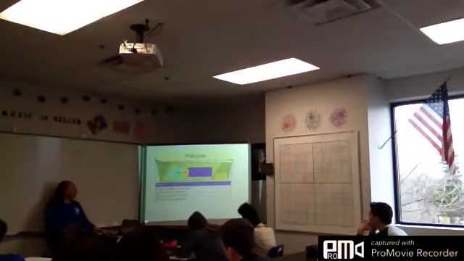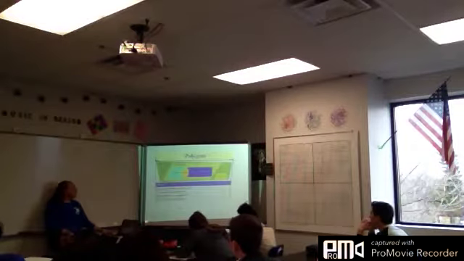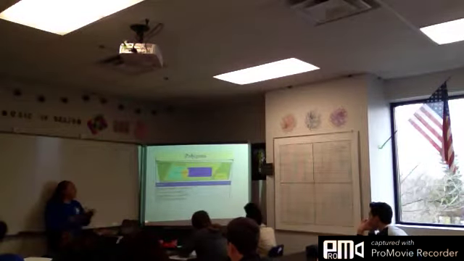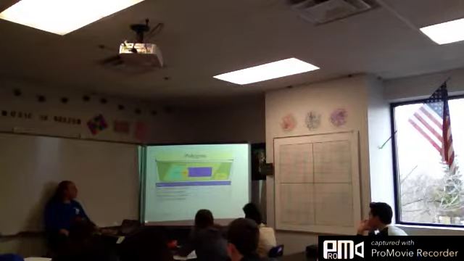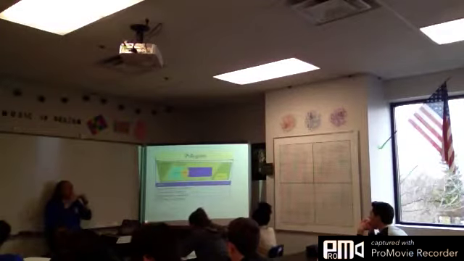Then you have a rhombus and a rectangle. Stop there. They're just parallelograms. But a square is a quadrilateral, a parallelogram, a rhombus, and a rectangle. So a square is everything.